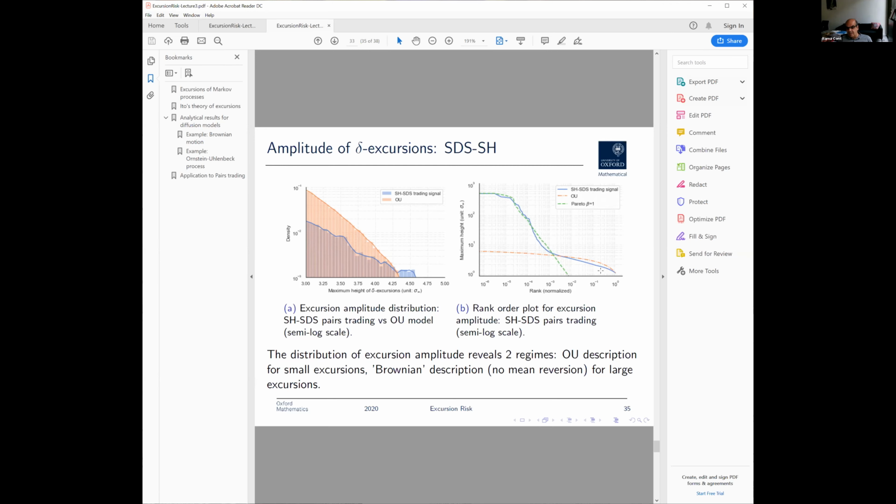So what we saw is that the data seems to have a hybrid behavior. For small excursions, it behaves like an Ornstein-Uhlenbeck process with mean reversion. But for large excursions, when you go away from zero, there's no mean reversion and it behaves like a Brownian motion. So it seems like a regime switching thing. So it's certainly not like any of these models taken alone.